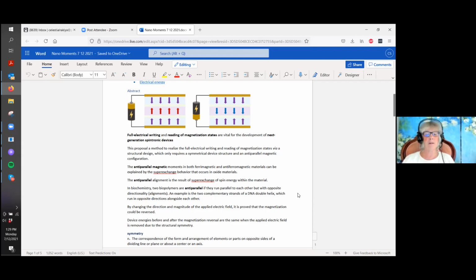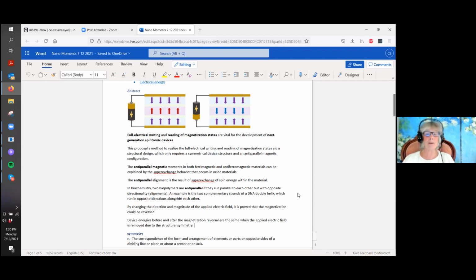So the anti-parallel magnetic moments in both ferromagnetic, that's iron, and anti-ferromagnetic, which are things that are not iron, can be explained by a super exchange behavior that occurs in oxide materials. And as I'm hearing from lots of you about the Spanish report and the oxides, the graphene oxide, this is that graphene oxide. That Spanish report is part of this electrical writing and reading magnetization system that they are getting together. So what is an anti-parallel alignment? It is the result of a super exchange of the spin energy within the material.